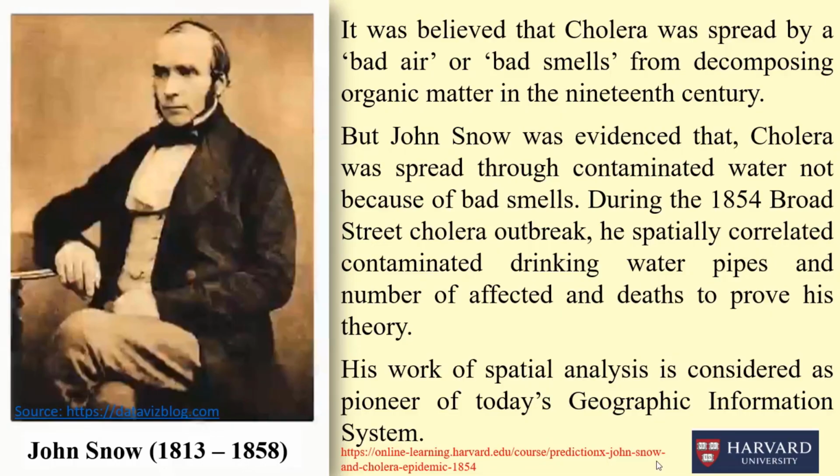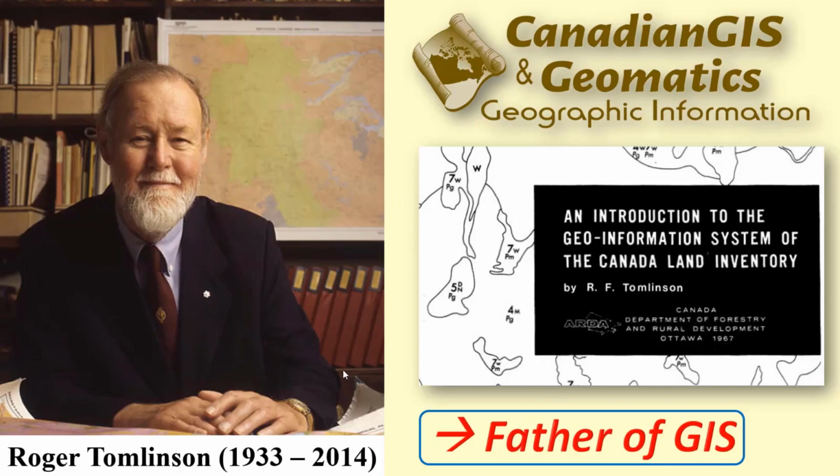The second important person in the field of GIS is Roger Tomlinson, who is also considered the father of GIS. He was born in 1933 and died in 2014. He was an English geographer and the primary inventor of the modern computerized geographic information system. He developed the first GIS for the Canada Land Inventory in the early 1960s.